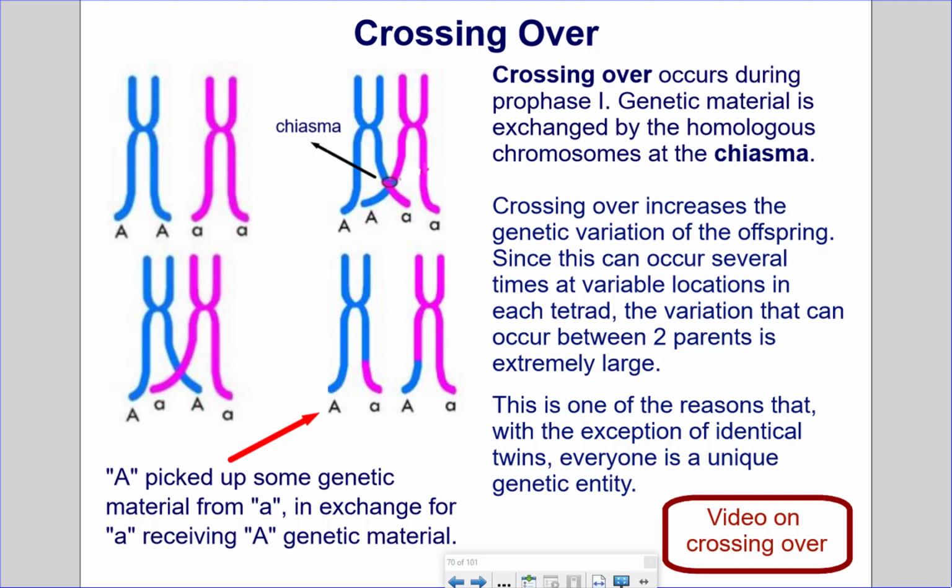This is one of the reasons that, with the exception of identical twins, everyone is a unique genetic entity. In this example, Big A picked up some genetic material from little a, in exchange for little a receiving big A genetic material. Click here for a video on crossing over.